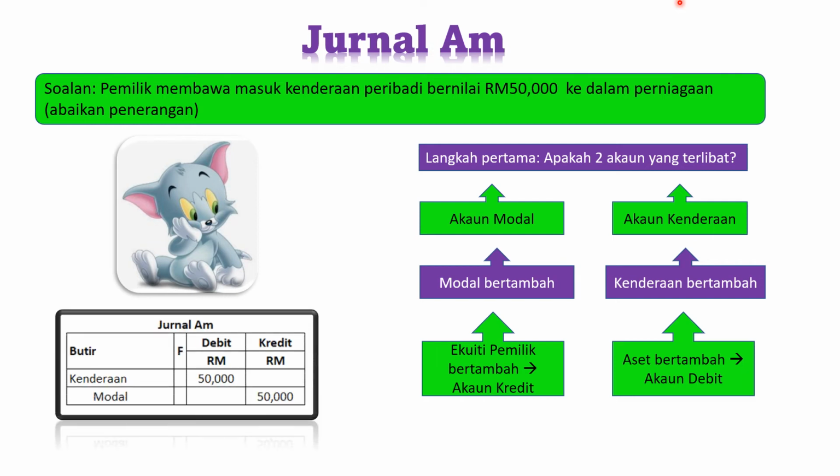Now let's see how the journal entry is prepared. Kenderaan is on the debit side, where you write it closer to the line. Okay, and then you put 50,000 here. And modal, the account yang dikreditkan, you write it a bit further from the line, and then you write modal, and on the credit side, you write 50,000 for the same amount. Both of them are going to be for the same amount.